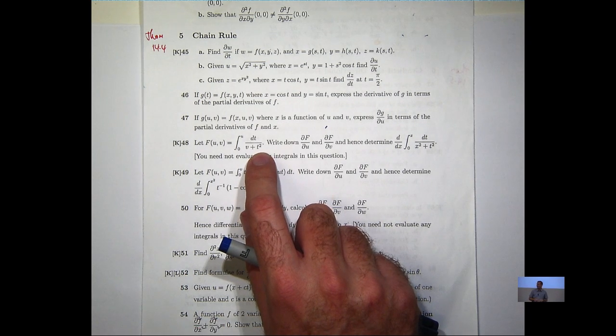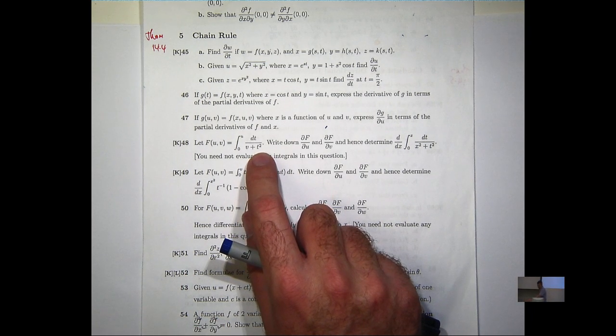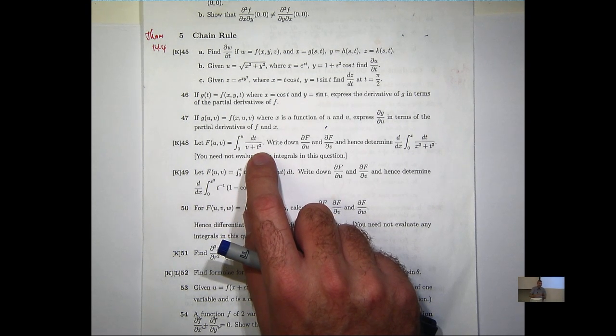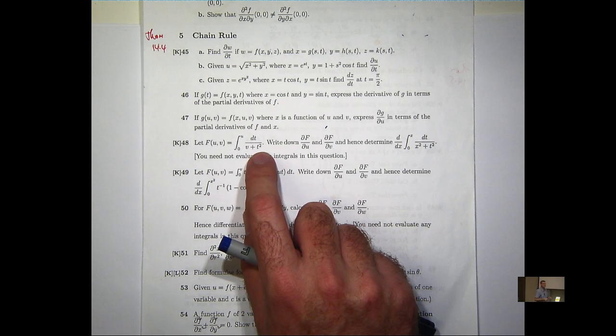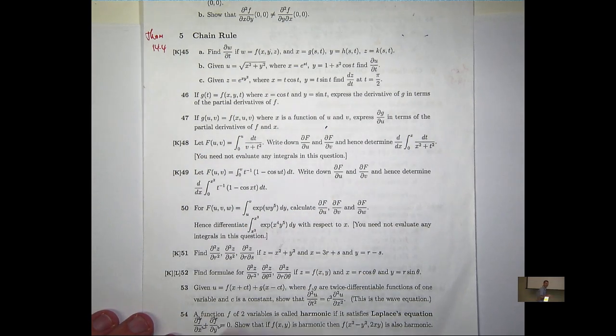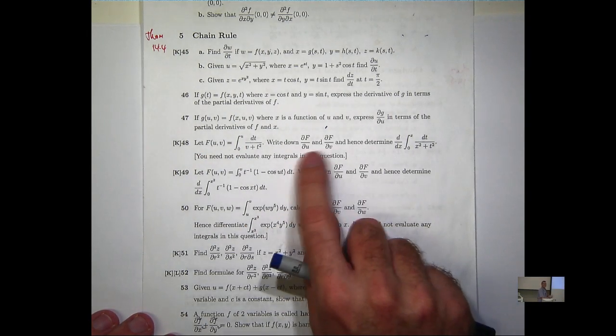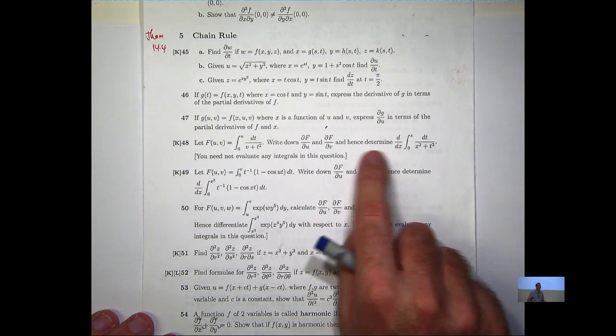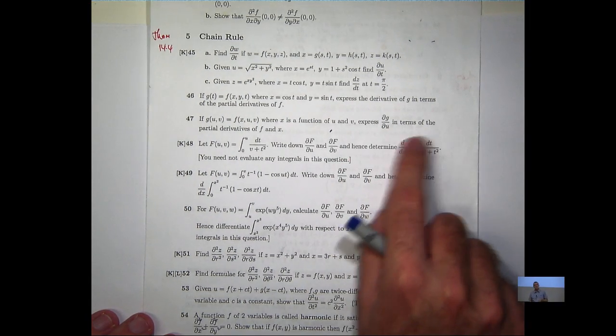Can anybody explain what I mean by a dummy variable? What's going to happen to that t when we integrate it, if we can integrate it? Yeah, it just disappears, right? So you can think of the t as just a dummy variable. So the real variables here are u and v. We're asked to write down these two partials and hence determine the derivative of this function here.